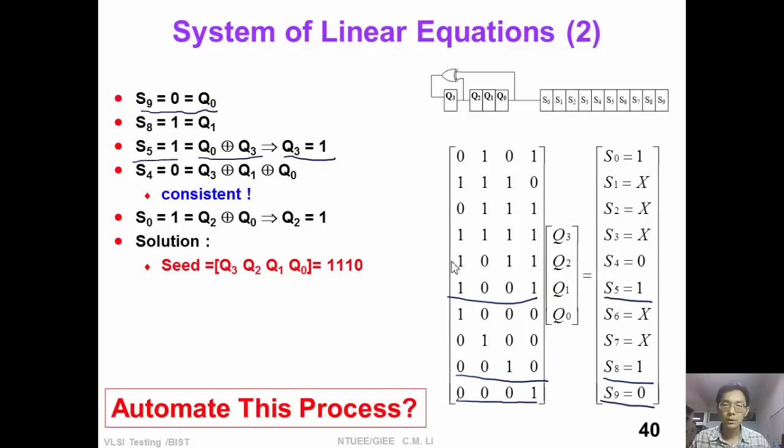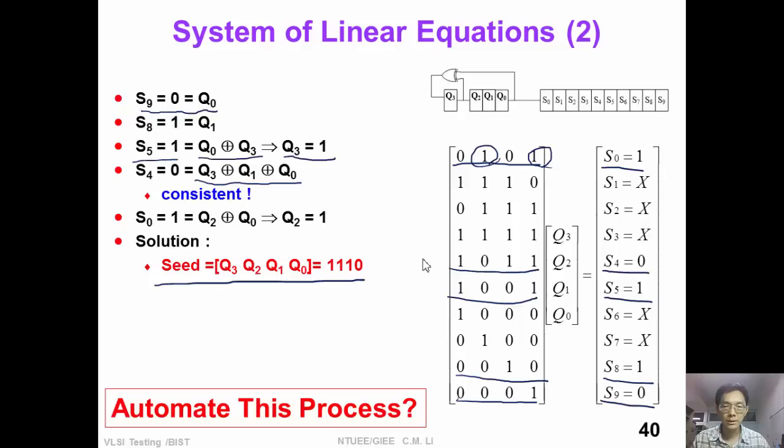Similarly, for this equation, we can know that S4 is equal to 0. So Q3 inclusive-or Q1 inclusive-or Q0 must be equal to 0. This is consistent with our previous solutions. Eventually, the top equation S0, which is equal to 1, is equal to Q2 inclusive-or Q0. So we can solve that Q2 is equal to 1. Finally, the solution is 1110.